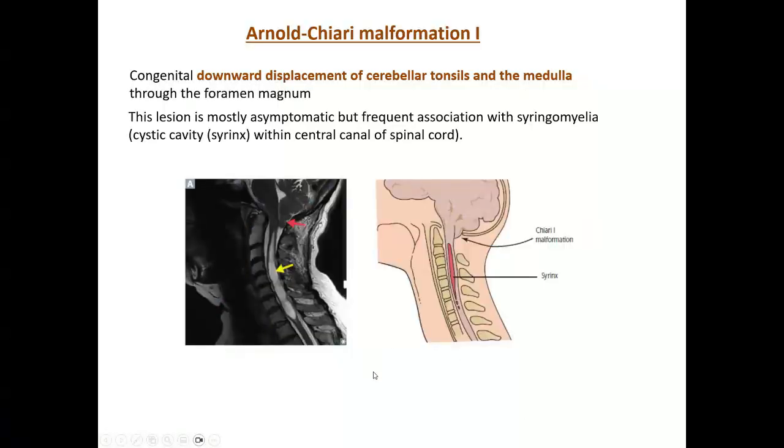All right. The second disease that we have to learn is also developmental, or neurodevelopmental, okay? And it's called Arnold Chiari Malformation 1, okay? And if it is named 1, we expect that there is also 2, right? So in this case, we're going to talk about Arnold Chiari Malformation 1.